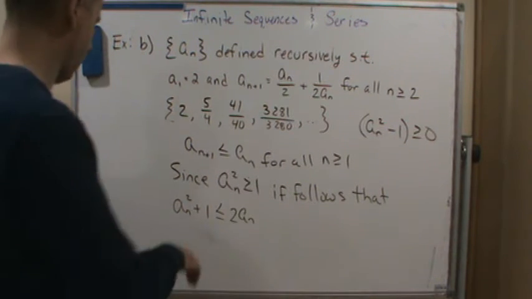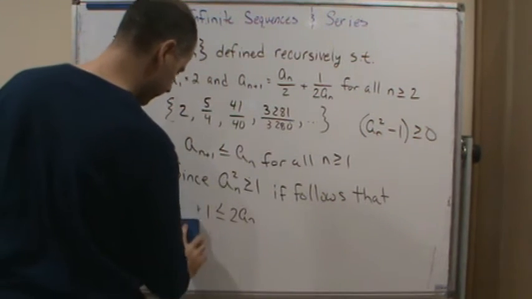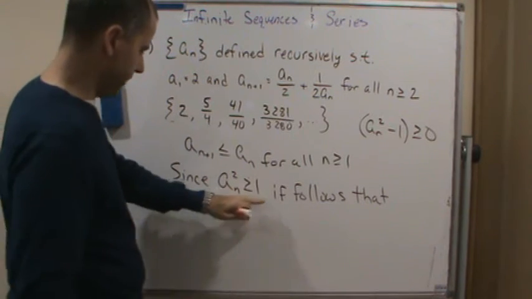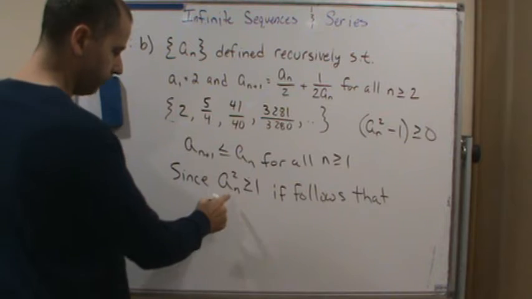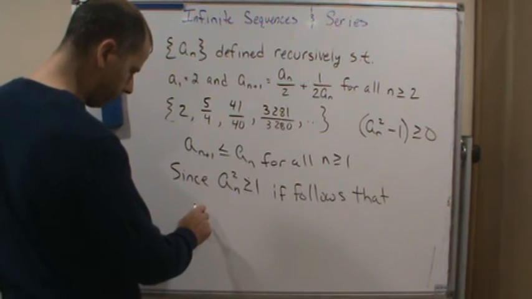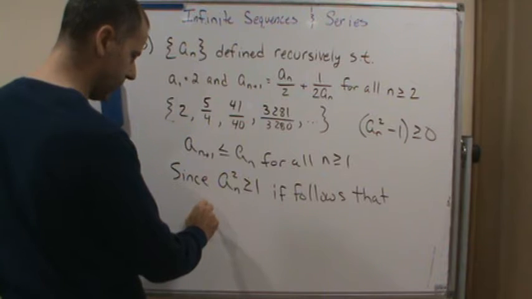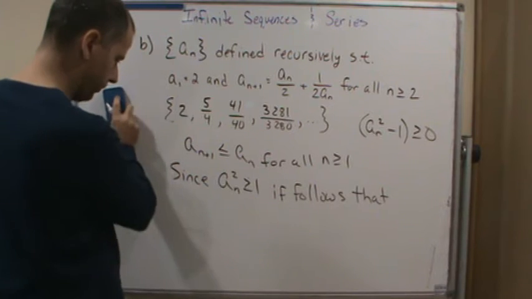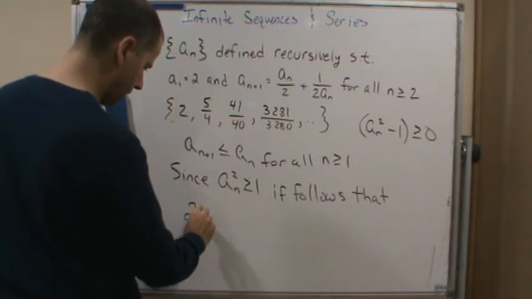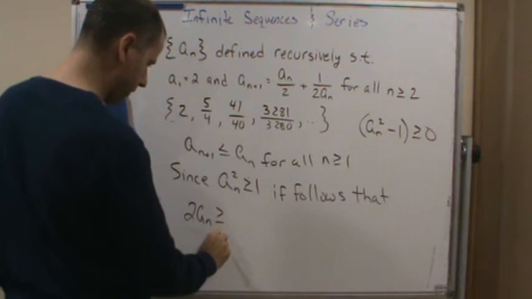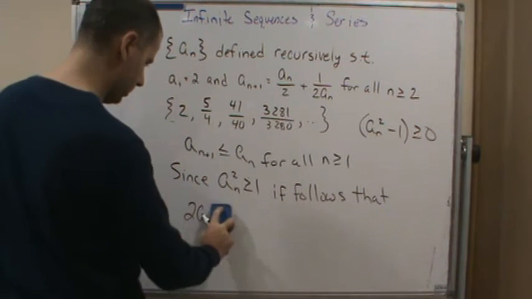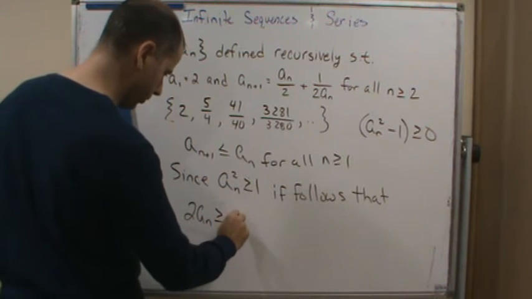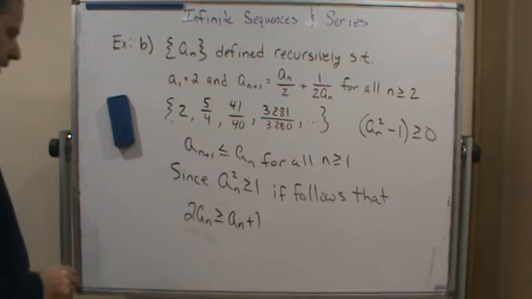Oh, I'm sorry, I wrote this wrong. Got it backwards. Since this is greater than or equal to 1, I'm going to add a sub n to both sides. So if I add a sub n to both sides, then it naturally follows that 2 times a sub n is greater than or equal to a sub n plus 1. Okay, that's what I wanted.